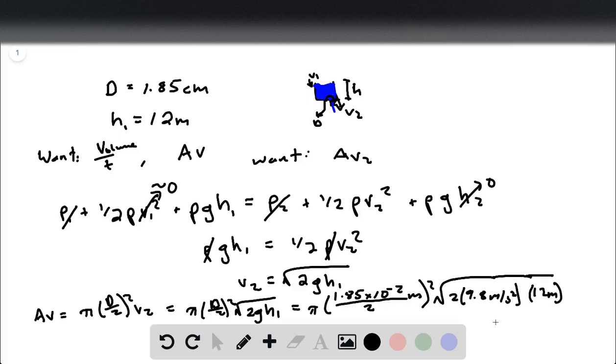For the final answer, we'll have meters squared as the units here over a second squared, but that's in a square root, so it's a meter per second. Then we have a meter squared. So our answer will be in meters cubed per second, which is good. We want a volume rate of flow. And plugging all these numbers into a calculator, you should get 4.2 times 10 to the minus 3 meters cubed per second.